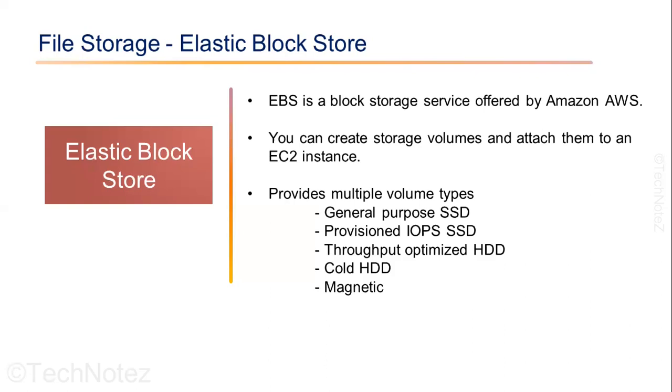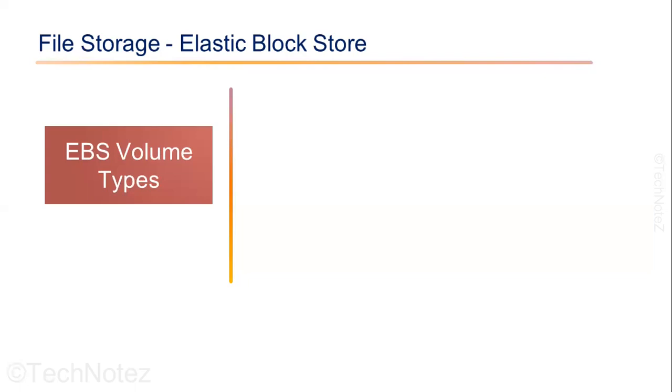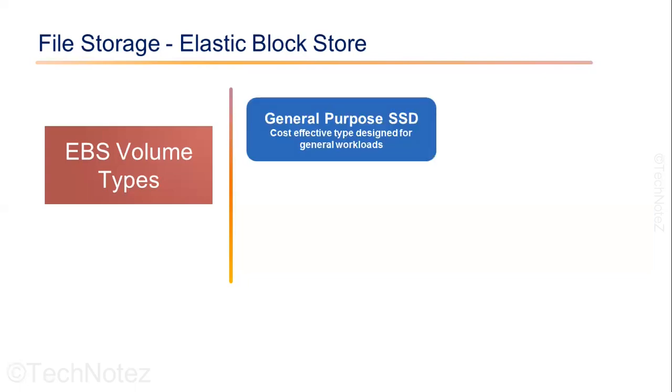EBS also provides features such as encryption, snapshots, and the ability to increase the size of a volume, which makes it a useful service for many types of applications and use cases. EBS offers different types of volumes such as general purpose SSD. General purpose SSD is a storage volume type provided by AWS. It is designed to provide a balance of performance and cost for a broad range of workloads. General purpose SSDs are based on solid state drive technology, which provides faster performance than traditional magnetic hard drives.